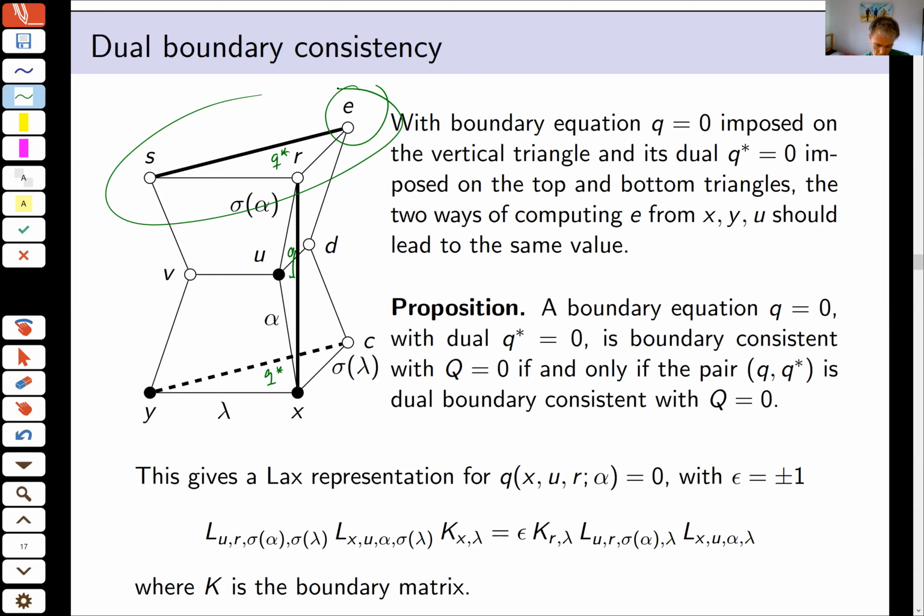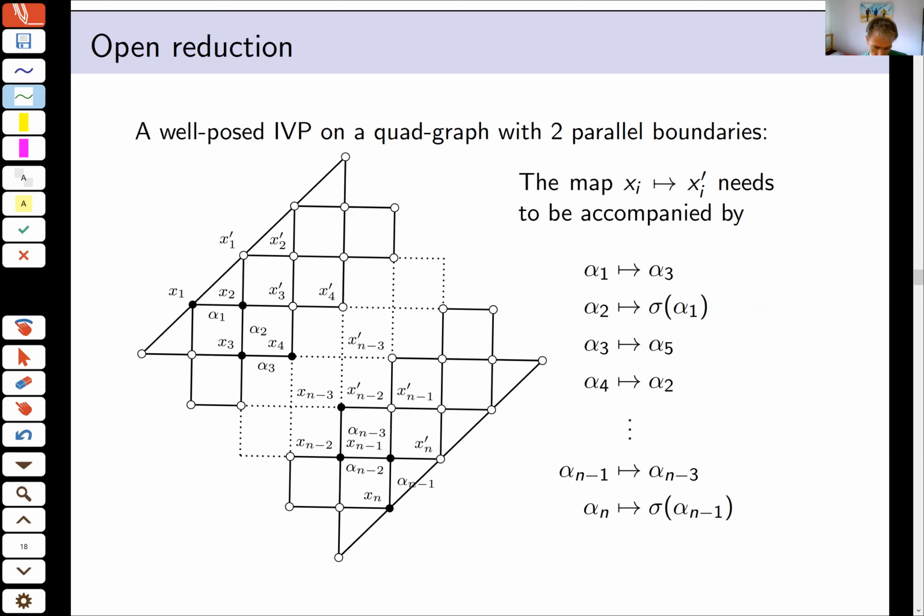But now we have the Lax representation, we've got everything, we know integrability, and the only thing we now need is an initial value problem to get to mappings. So here we go. If we take two boundaries that are parallel, and we take as many squares in between as we like, we get an initial value problem. And it is clear that this leads to some kind of involution on this strip of the lattice, we could call it.